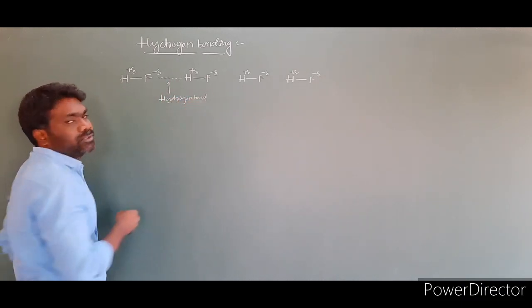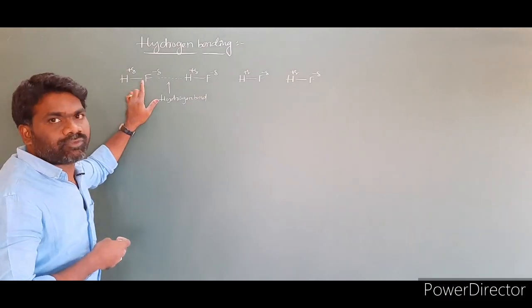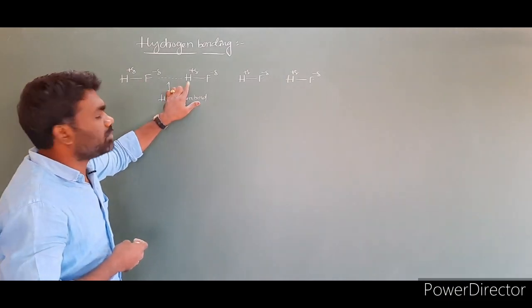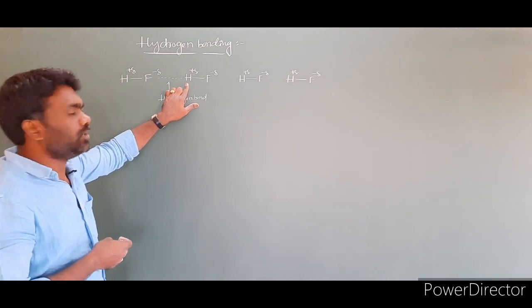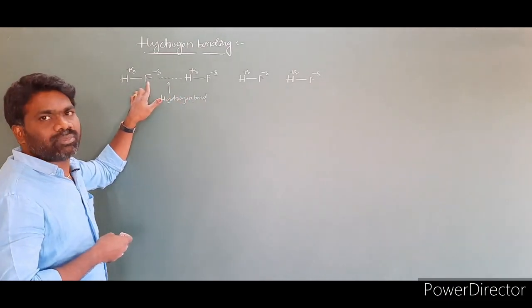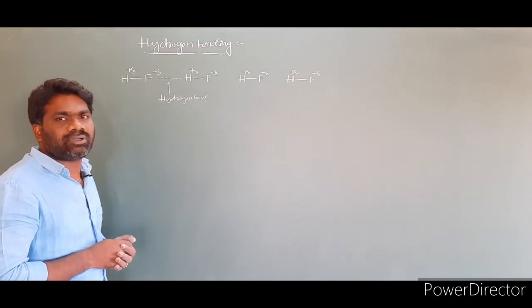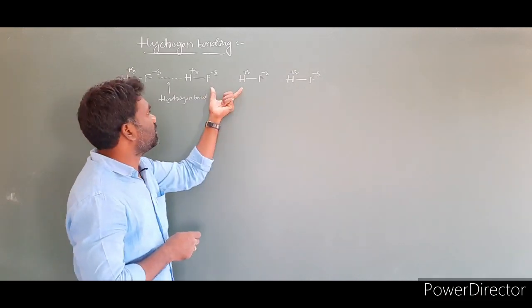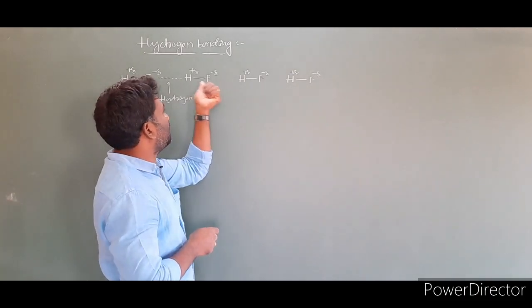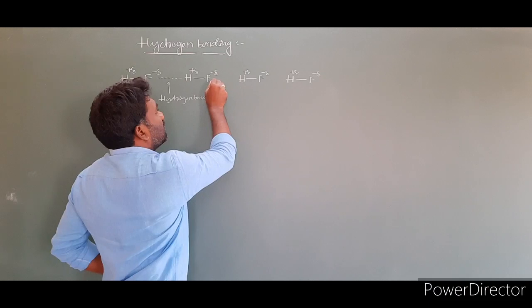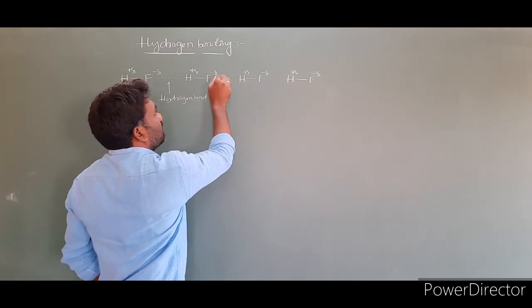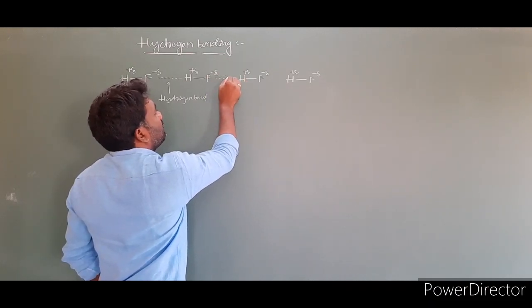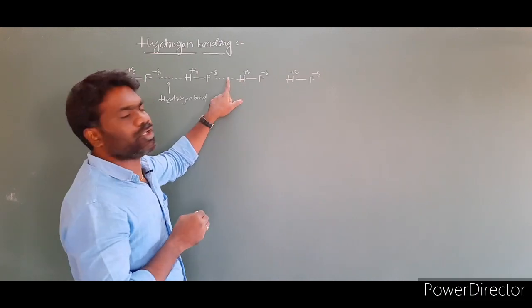Hydrogen bond. The attractive force developed between the hydrogen atom of one molecule and a more electronegative atom of another molecule is called a hydrogen bond. So coming to these two molecules, this is one molecule, this is another molecule, this is the more electronegative atom and this is the hydrogen of another molecule. Between them there is a hydrogen bond.